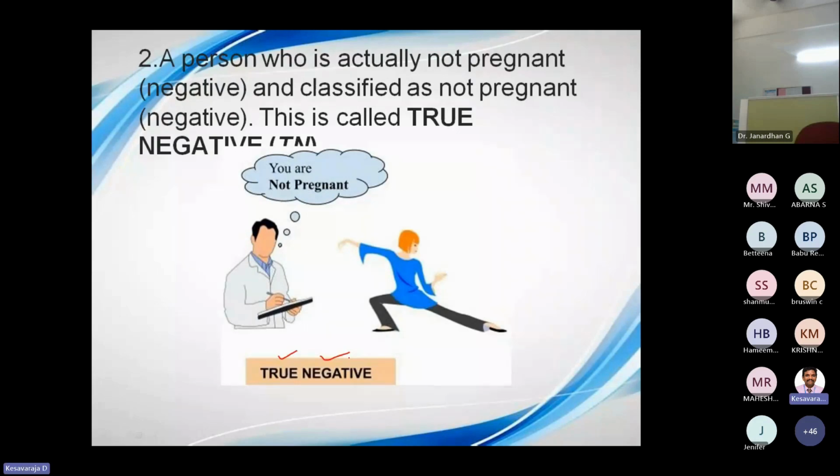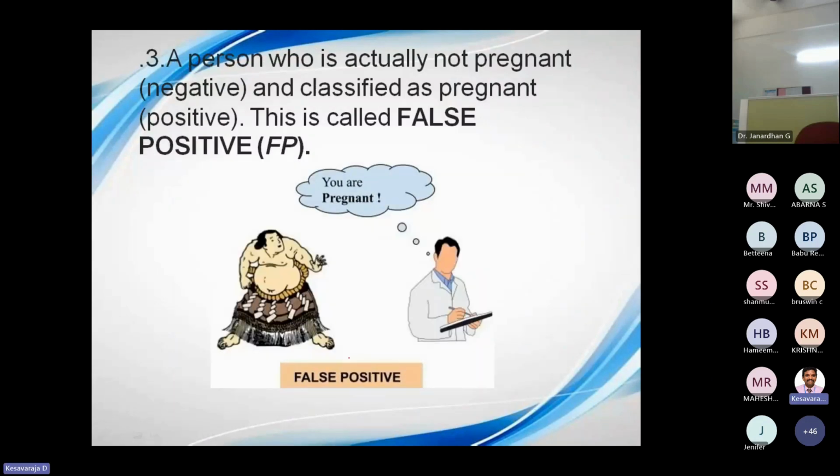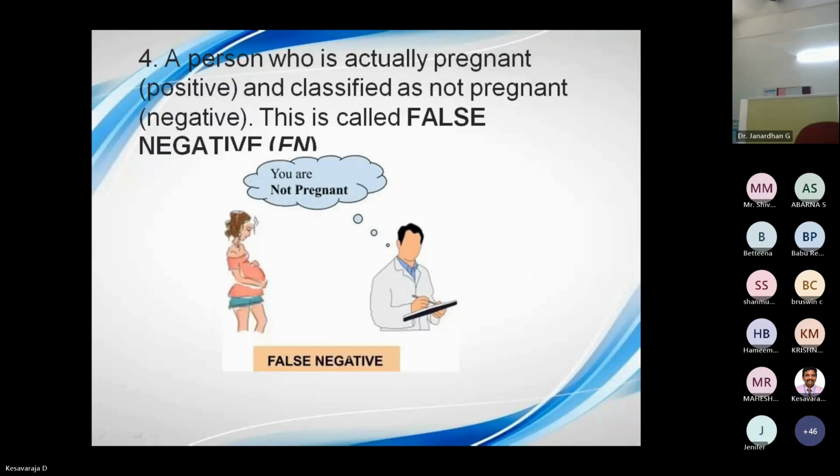Now, the third statement, a person having a big belly, but a doctor wrongly identified she is pregnant. That will be called false positive. So positive in the sense pregnancy, but the doctor, in the sense the machine, was wrongly identified. So that statement is called a false positive statement. The last one, actually the person is pregnant, but the machine wrongly identified not pregnant. That's called a false negative statement.